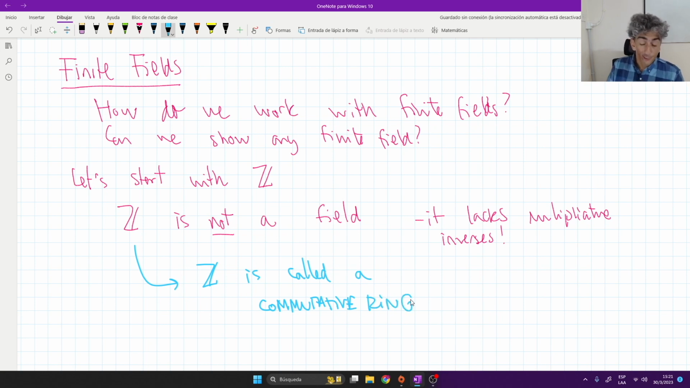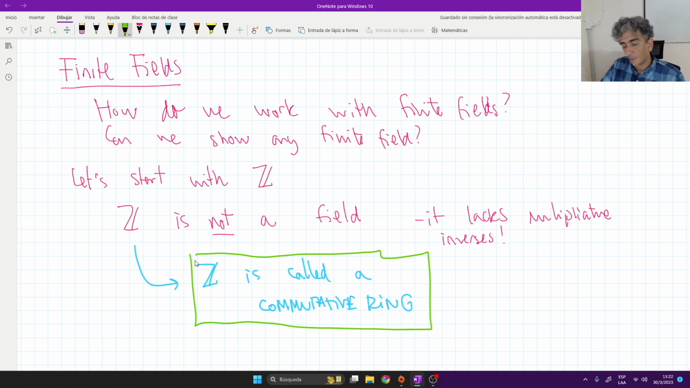Addition is commutative, multiplication is also commutative. Everything distributes nicely, associates nicely, but some elements do not have multiplicative inverses. So that's what's been lacking. We lack that sort of property. What is a possible thing we can do with Z?